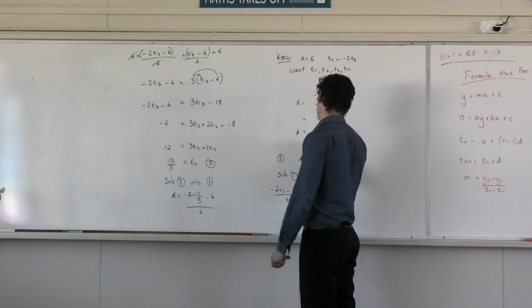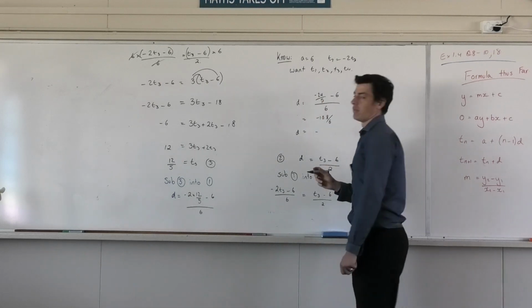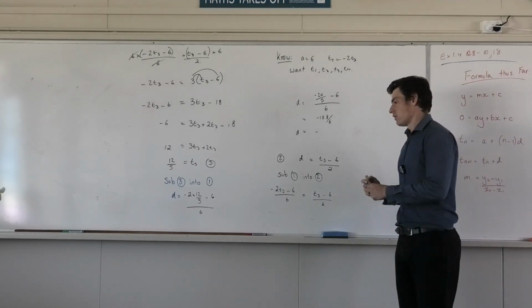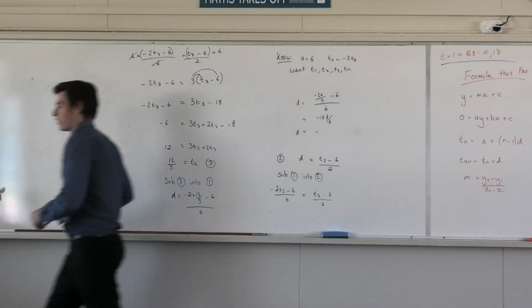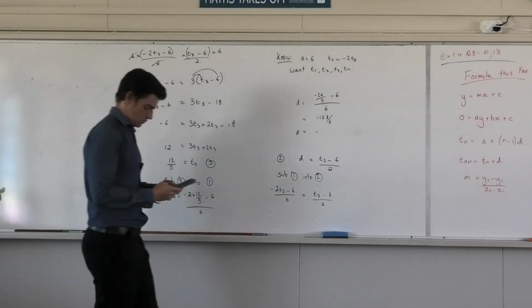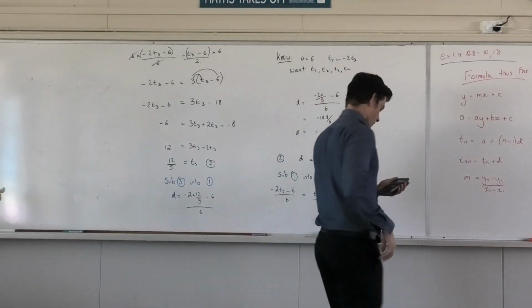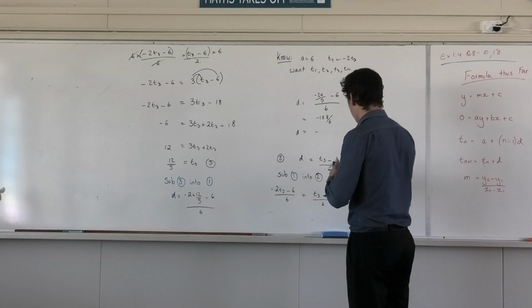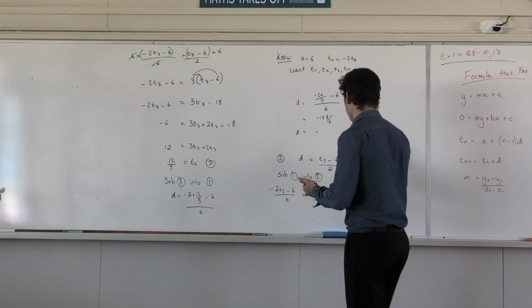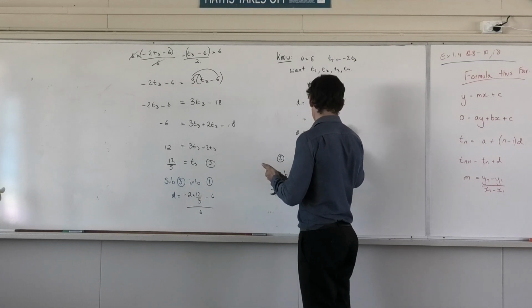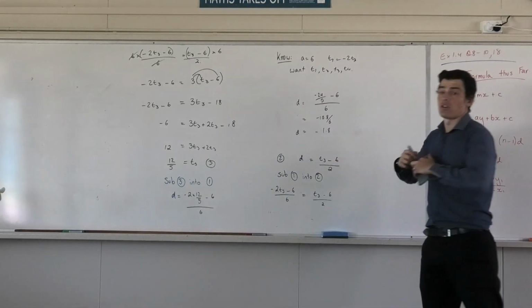D equals negative about 1.76 or whatever it is. Okay, I'll grab my calculator and get the exact value. Oh, it's easy, it's negative 1.8, isn't it? So it is negative 1.8. So now I know my D.